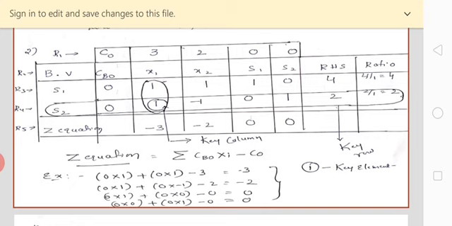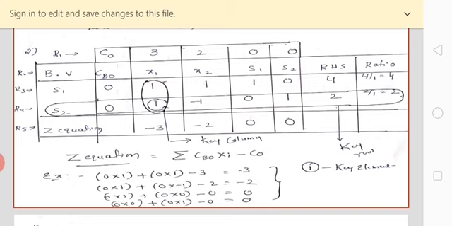When you are selecting the key row, you need to select only a non-negative value. Among 4 and 2, which is the least? 2. Then the entire row you need to mark now. That row is called the key row. That key row is nothing but my leaving row. X1 is now the entering column, and the S2 row becomes the leaving row.